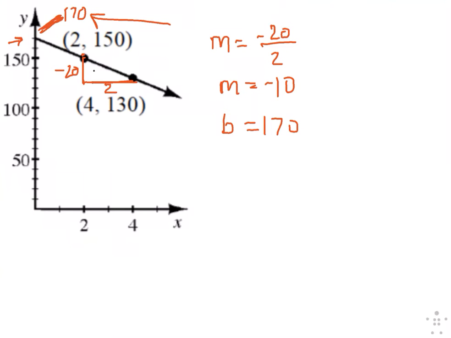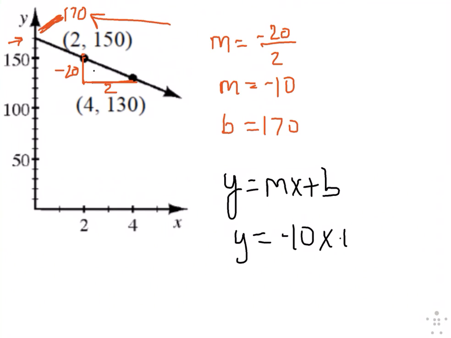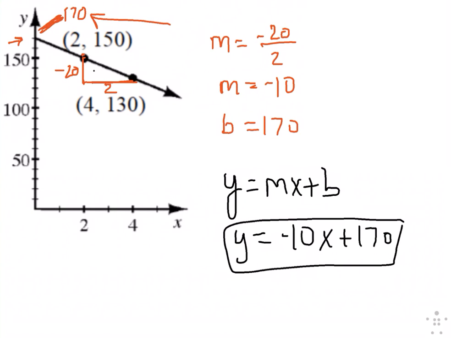So the equation of the line then is y equals mx plus b, or y equals m, which is negative 10, x, plus b, which is 170. Y equals negative 10x plus 170.